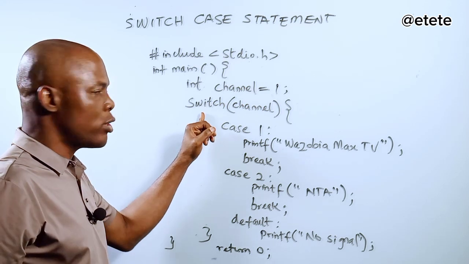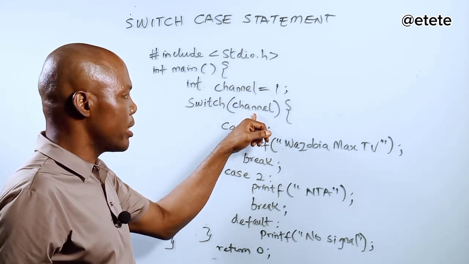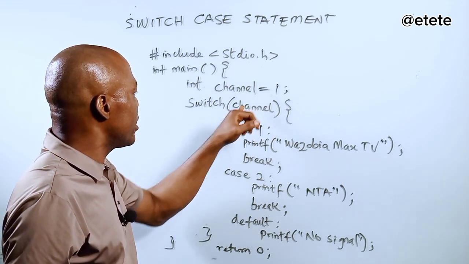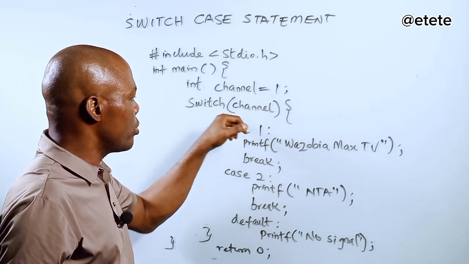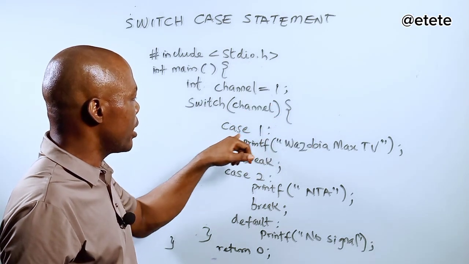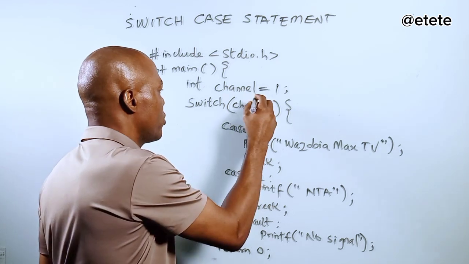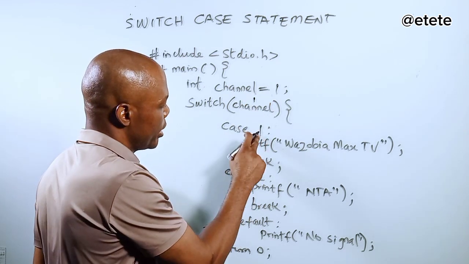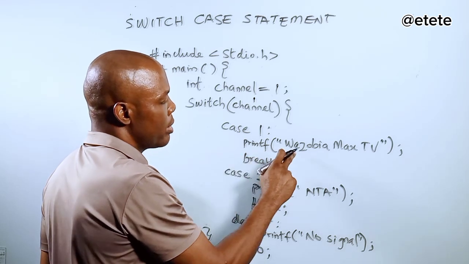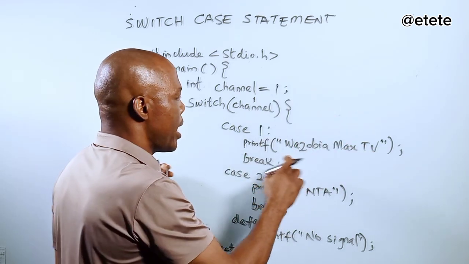Then I have my switch case. So the switch is going to check the expression, which is the variable channel. Channel is 1. So it will go in and check all the cases. Case 1. So what is here is 1. This channel is 1. So it will check case 1. So it is 1. Then it will go in and print Wazobia Max TV. That is what it will print on the screen. And then it will break.